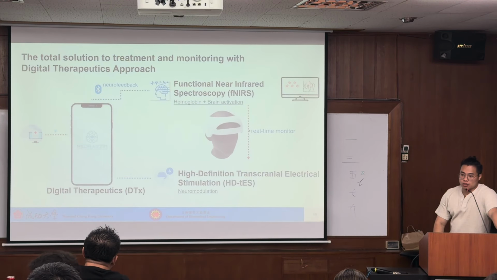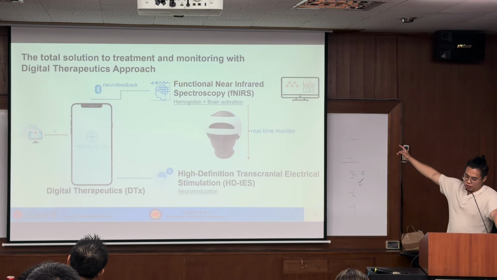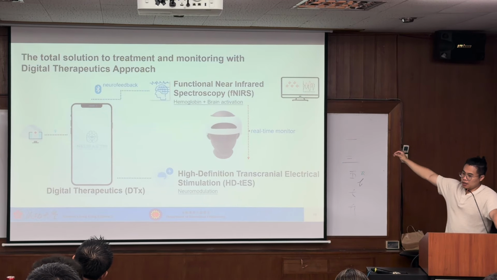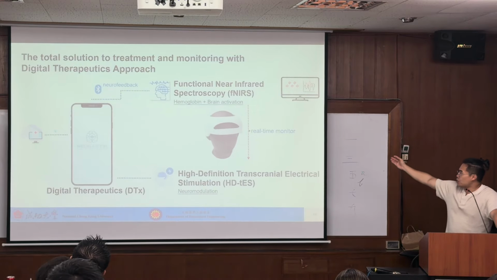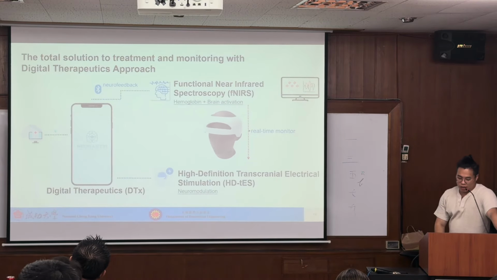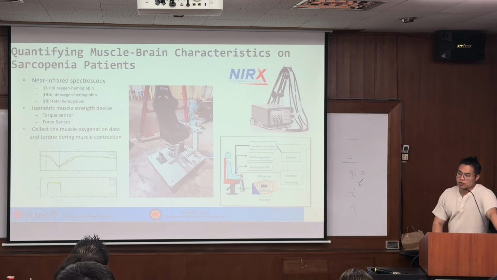So how are we going to work with these two technologies and also the digital therapeutics? First, HD-tES modulates the neurons, and we can observe by fNIRS, and we can have the phone or computer analyze it in real time. So this is the latest clinical trial we are running in the lab.